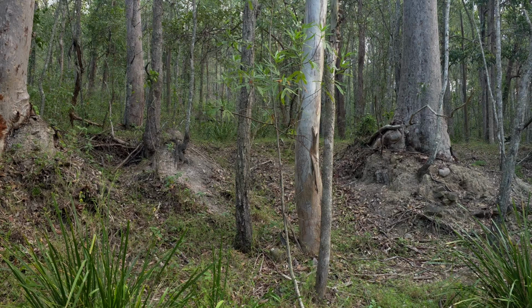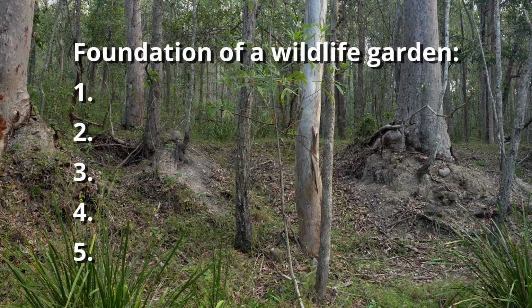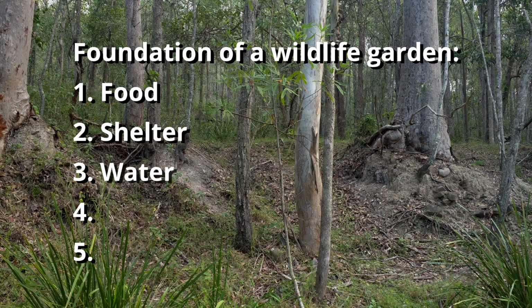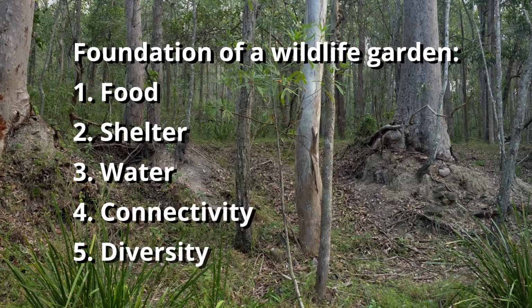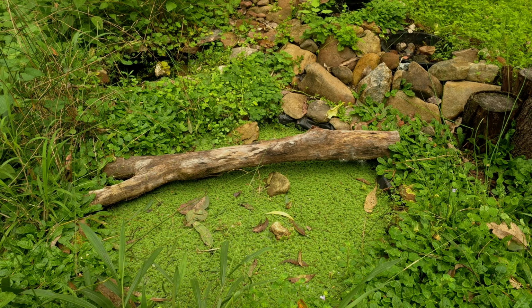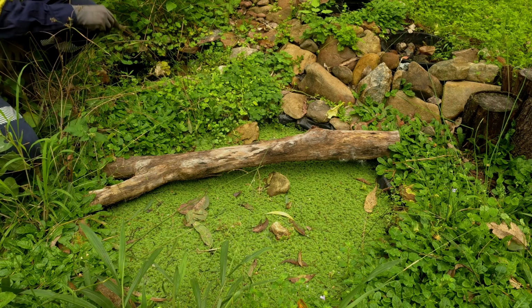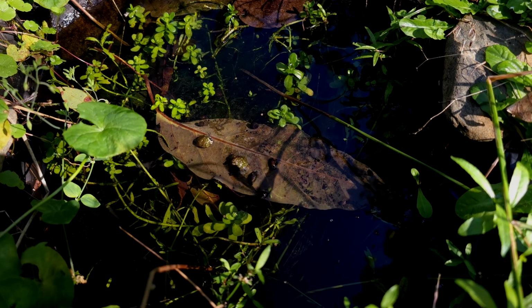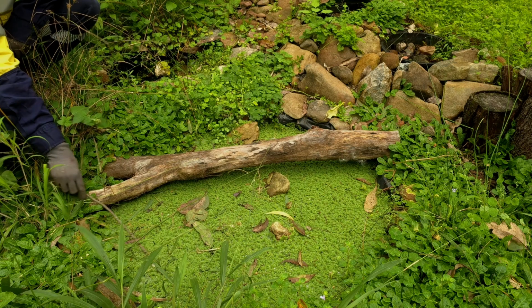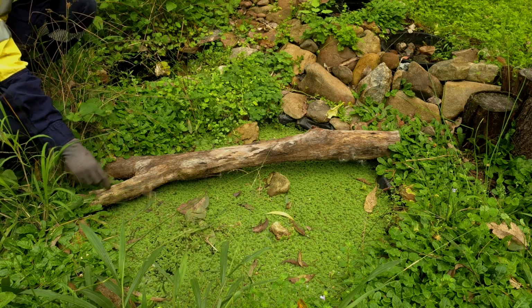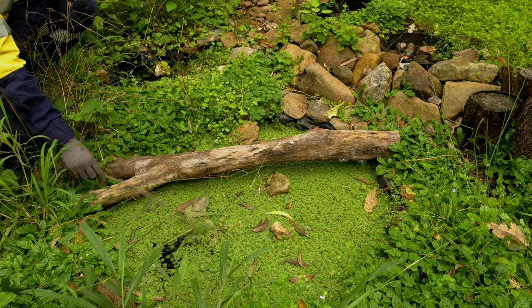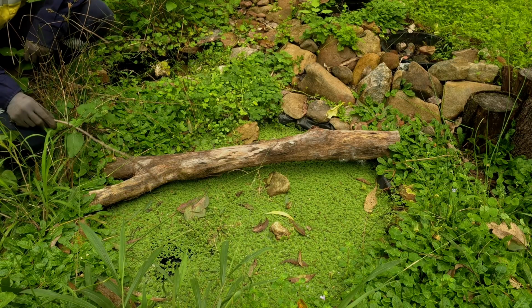A wildlife garden boils down to 5 simple things. You need food, shelter, water, connectivity, and diversity. A crucial point of a wildlife garden is water sources. I've got a little pond here, and I know snails live in there. And then I've got this larger pond here that birds like to bathe in. I've got a couple of tadpoles living in here as well.